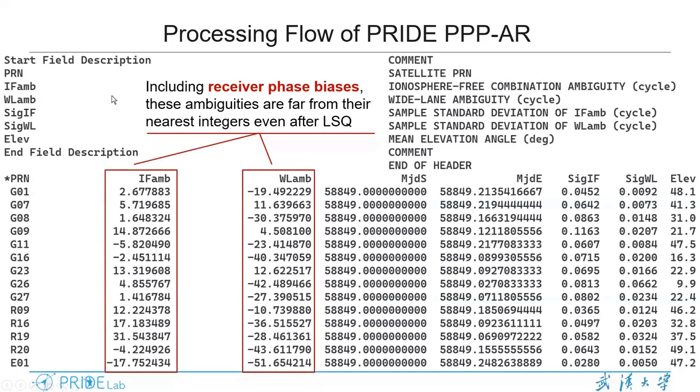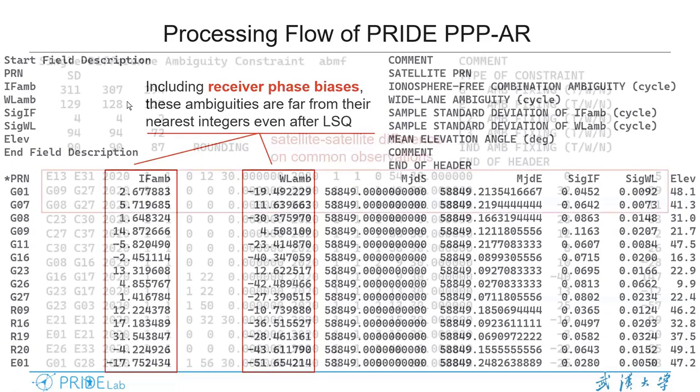And this is a picture that shows you how the AMB file stores the undifferenced ionosphere-free and wide lane ambiguities as well as the start and end times of continuous observations. The IF ambiguities are given in a wavelength of the L1 phase wavelength, which is the first phase observation. And the WL ambiguities are given in a wavelength of the wide lane linear combination. We can note that these ambiguities are far from their nearest integers because of the receiver phase bias involved.